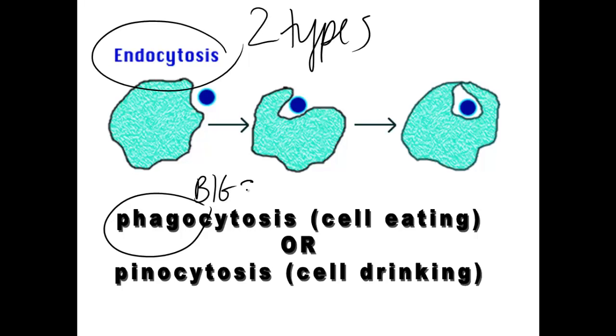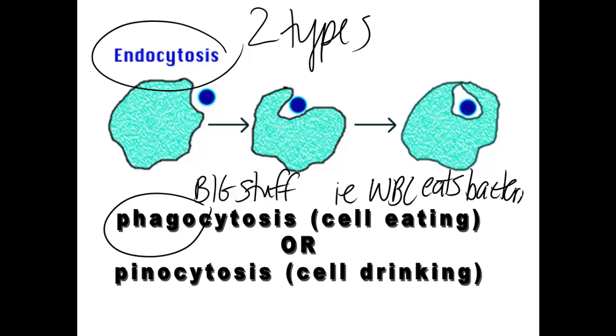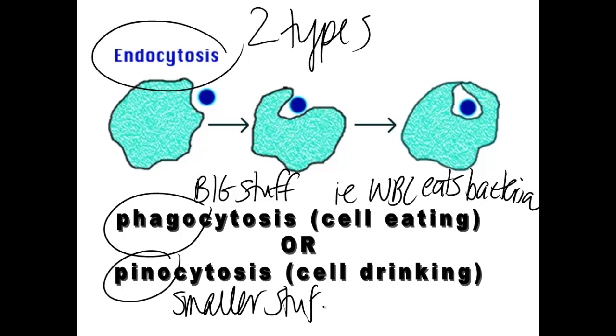Phagocytosis, which we also call cell eating, where you're moving really big stuff inside a cell. For example, a white blood cell phagocytizing or eating a bacteria. That's a really big item to be moving inside you. And pinocytosis happens on a much smaller scale. We call it cell drinking. And this happens in the intestines. We also call it intestinal sipping.